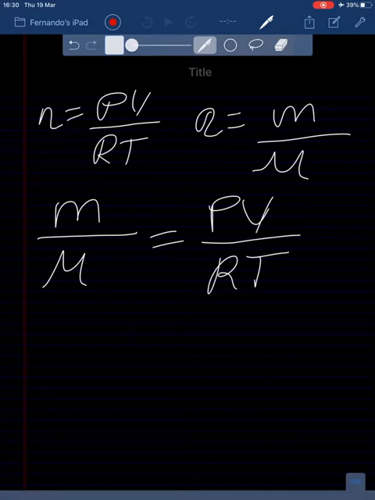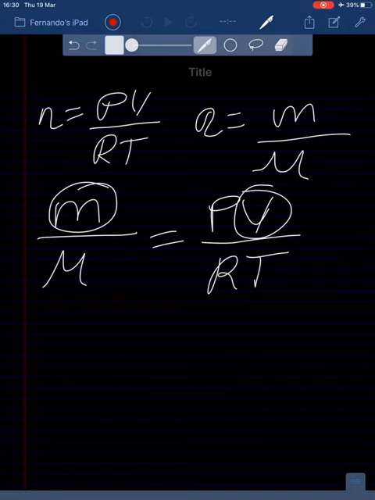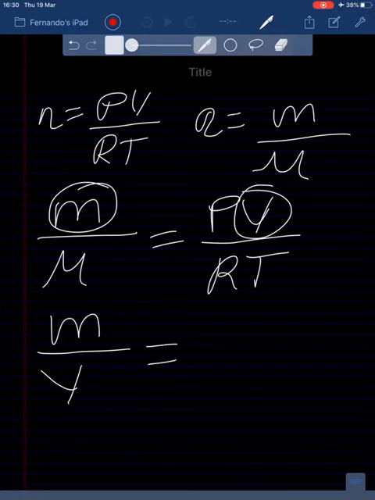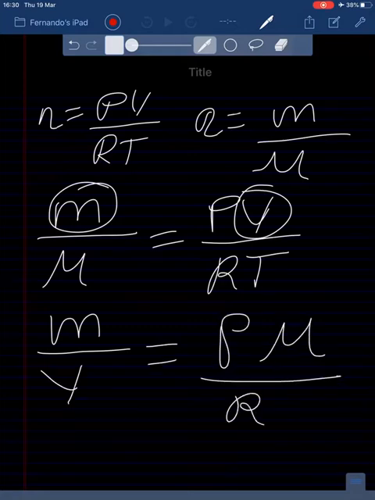Excellent. So let's see what else we can do from here. I don't know if you are following me in terms of what we can describe, because look what we have. We have mass and we have volume. And when we clear these equations, we get that m over V is the same as P times M over RT. And what is m over V? Well, this is density.